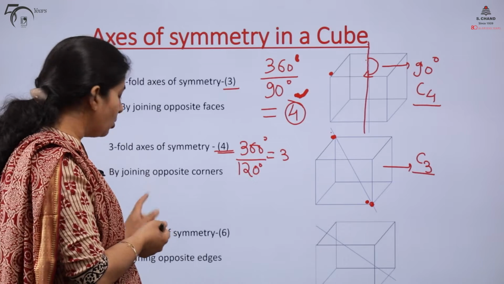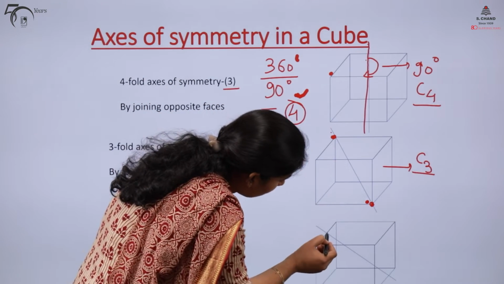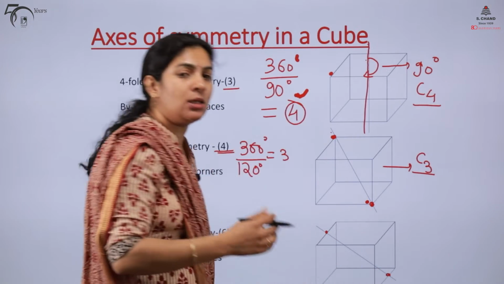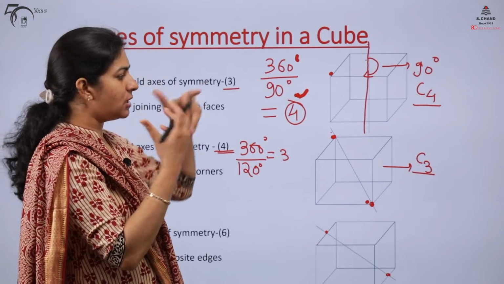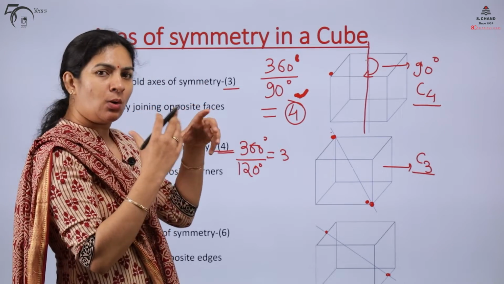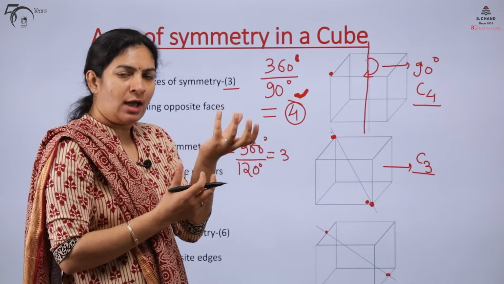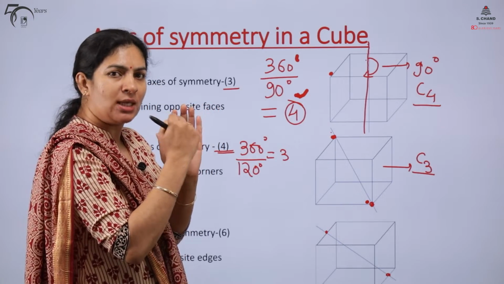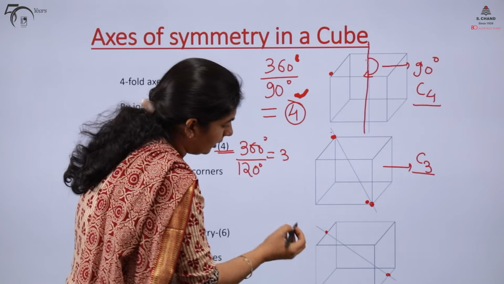Then coming down to two-fold axes of symmetry. For this you need a little imagination. You need to imagine the 3-dimensional structure of a cube. You can always take a Rubik's cube in your hand, and you can try visualizing these symmetry axes in a cube. It will be very easy for you to understand the concept.